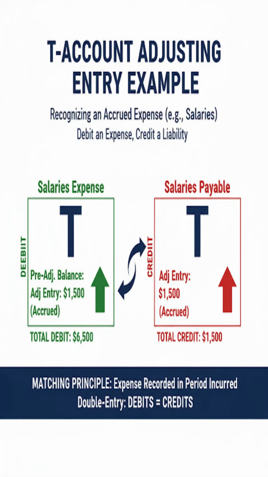C, balancing act. The T account format inherently emphasizes the debits and credits, making it easier to verify that every adjusting entry maintains the fundamental balance of the accounting equation.